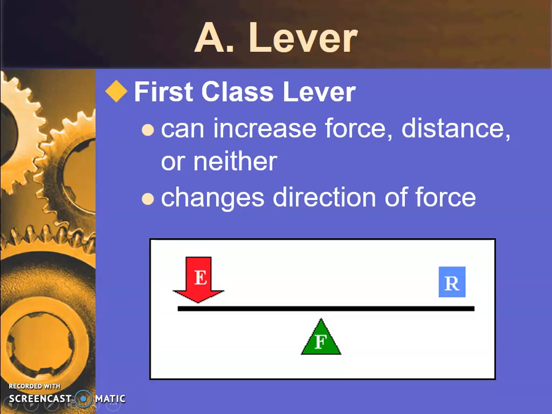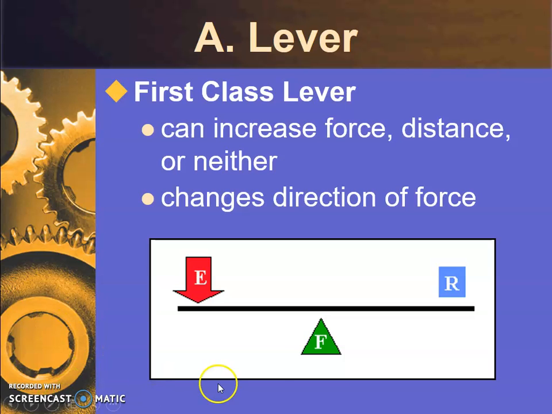So there are different classes of levers depending on how they work. The first class lever is one that can either increase force or distance, or it might do neither. It might just change the direction of the force. But in any case, it always changes the direction of the force. An example of a first class lever is a seesaw. That is a classic one. Also, scissors are an example.